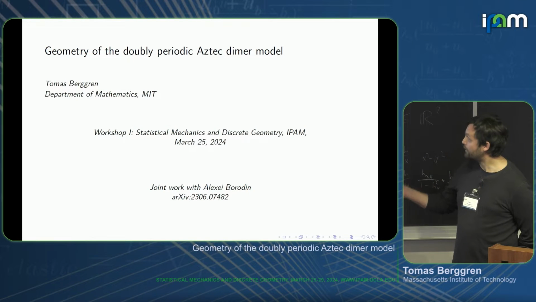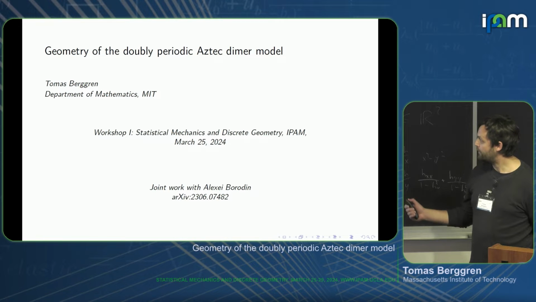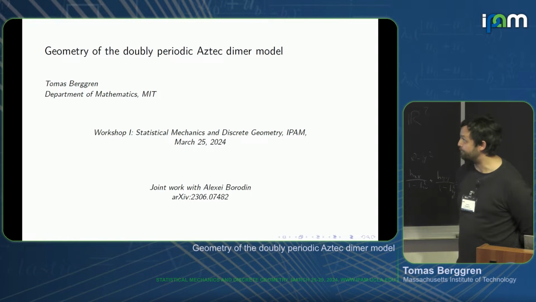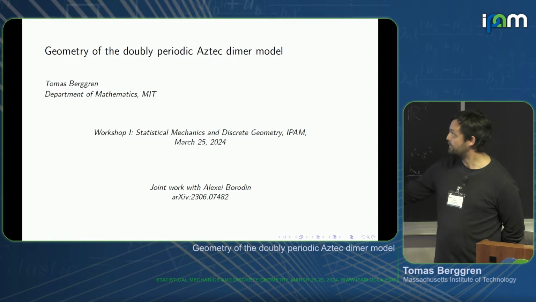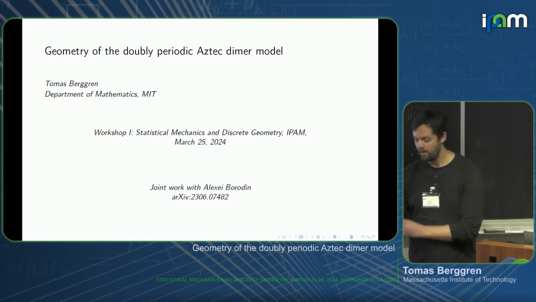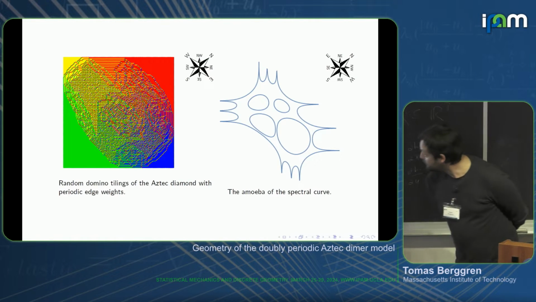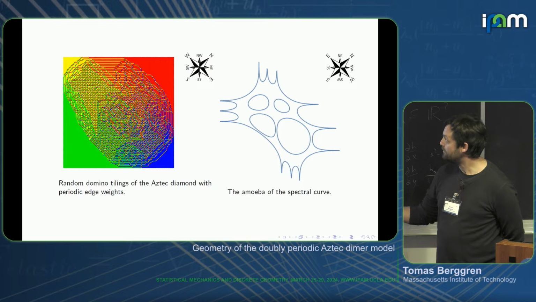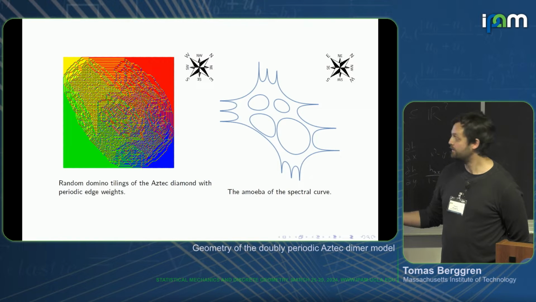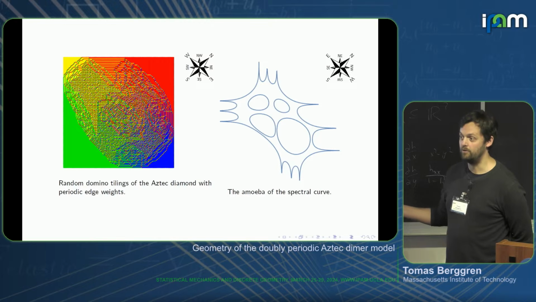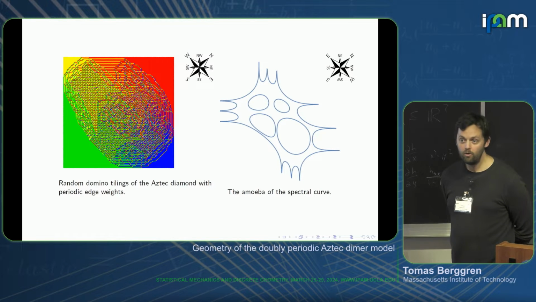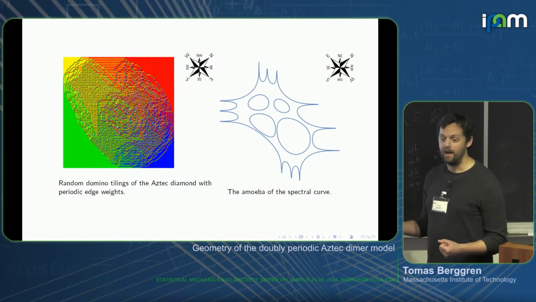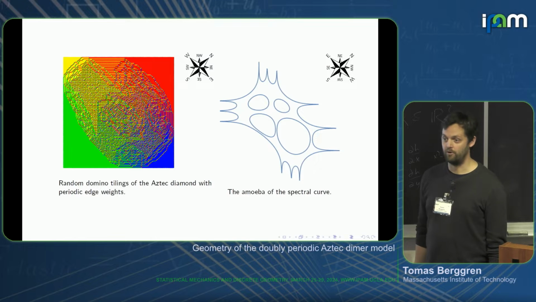So I will talk about a paper which is joint work with Alexei Borodin, which we did last year. And it's a paper with the same title, Geometry of the Doubly Periodic Aztec Diamond Model. The goal of this talk is to, so here I should say is like a random sampling of an Aztec diamond, and on this side we have an associated amoeba. And the goal of this talk is to describe what these two objects are, and in particular to explain how the two pictures are related to each other.